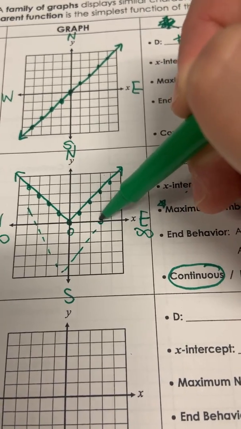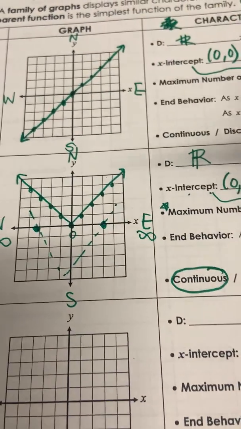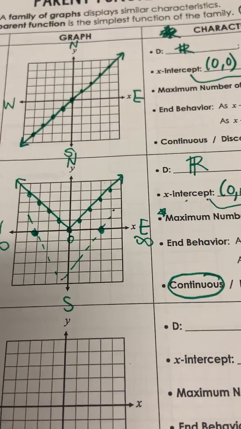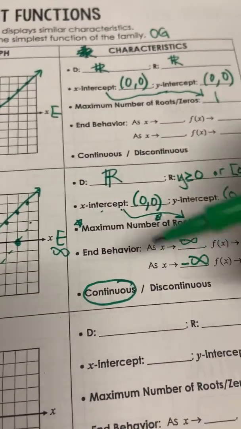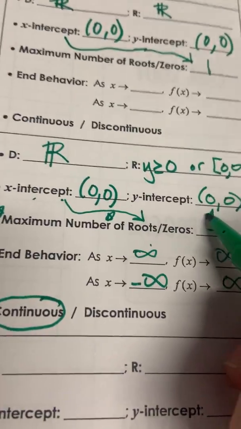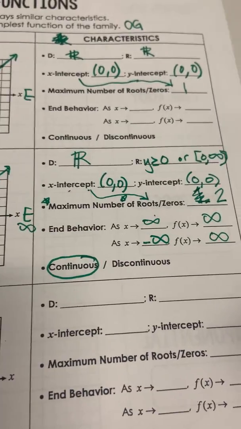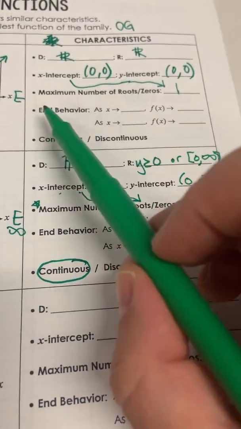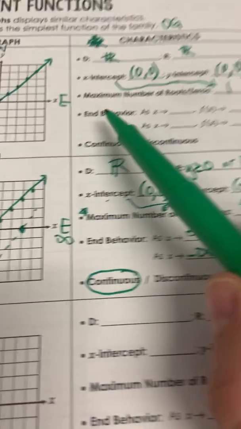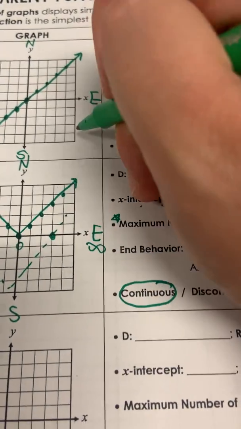And in that case, it could intercept the graph or the x-axis 2 times. So in that case, if we're looking for the maximum number of roots, this number should not be 1. It should actually be 2. Okay, so that's interesting. I didn't catch that until I went back up here. Anywho, so this is the same thing.